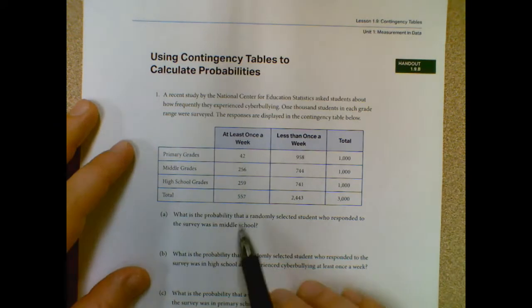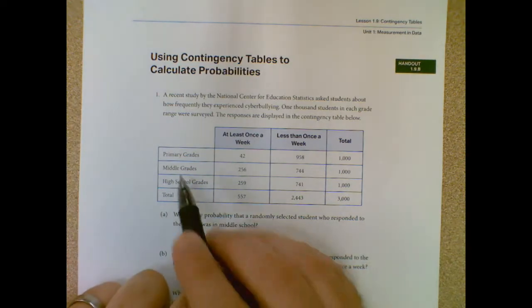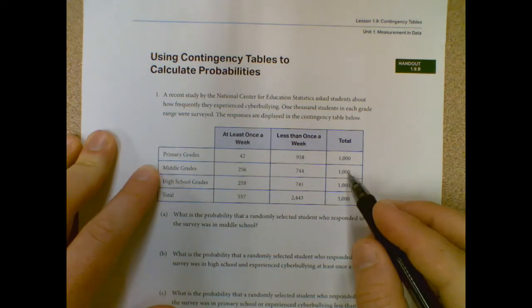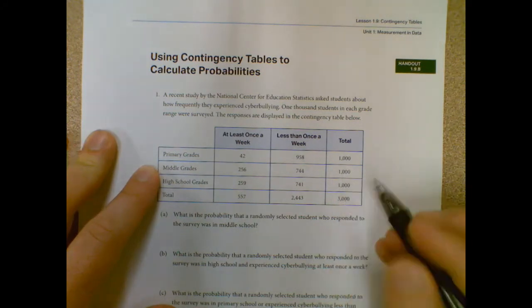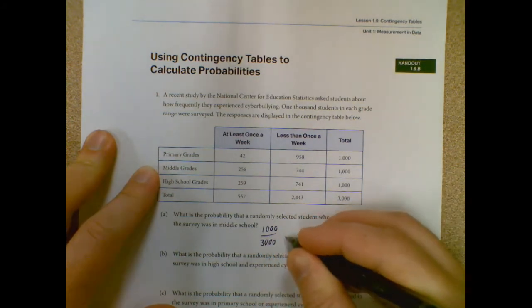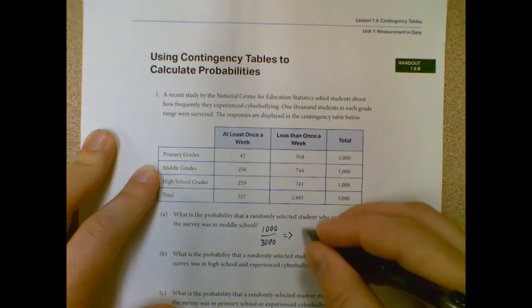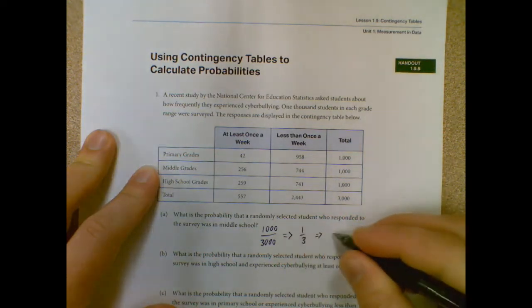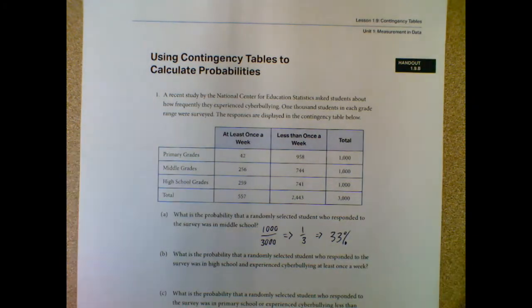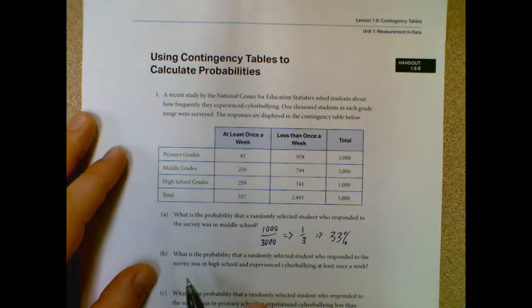What is the probability that a randomly selected student who responded to the survey was in middle school? We're looking for how many students are in middle school divided by how many people took the survey. There are 1,000 total middle schoolers divided by my 3,000. If you want to reduce, it breaks down to 1/3 or 33-ish. We'll go ahead and round it. Percent probability.